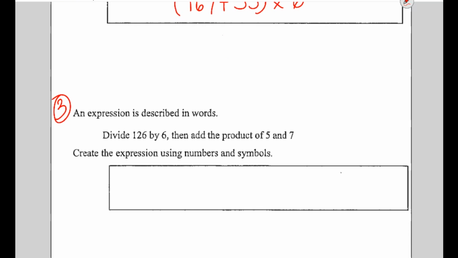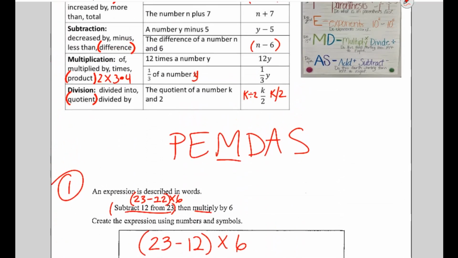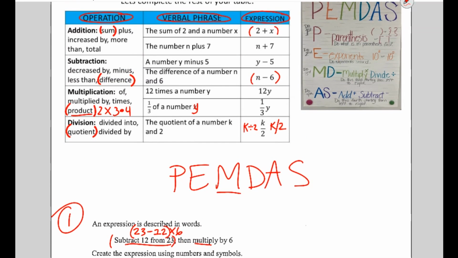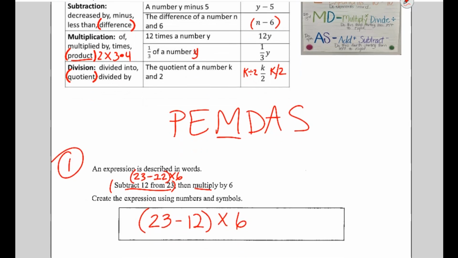All right, an expression is described in words. Divide 126 by 6, then add the product of 5 and 7. Ooh, this one has a whole bunch more to do. So obviously we know the divide goes first because that word then helps us know that we have to put that in parentheses because that goes first. Then it says add, and then it says the product of. Remember, let's go back to our chart. That product of means it has parentheses around it too. You see? That product has parentheses around it. So whatever it's telling us to get the product of, which means the answer to a multiplication problem, we need to put parentheses around it.